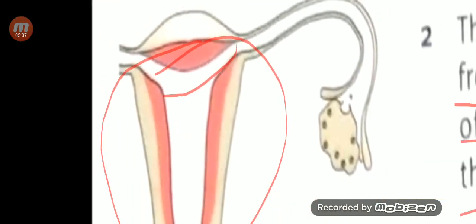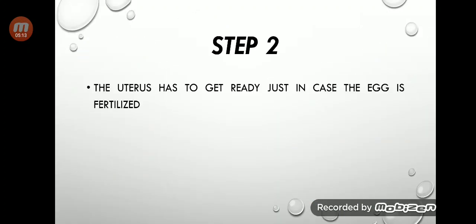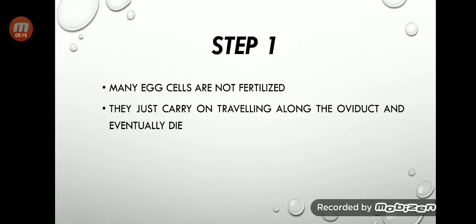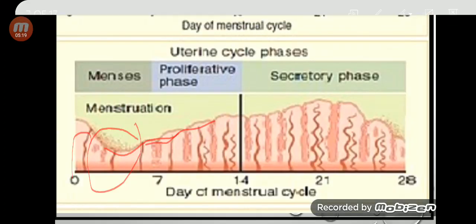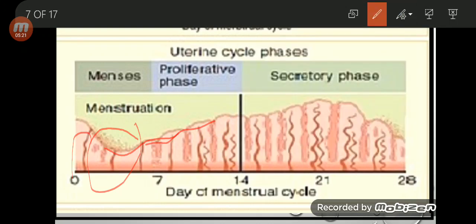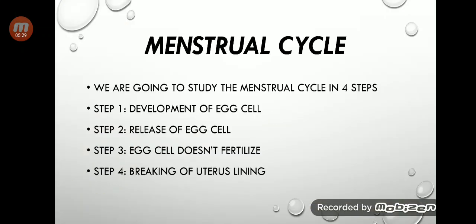So the uterus lining is thick and spongy and is waiting for the embryo. And here in this picture you can see that the lining of the uterus becomes thicker and more spongy, right? Now we will go toward our next step, that is when the egg cell doesn't get fertilized.